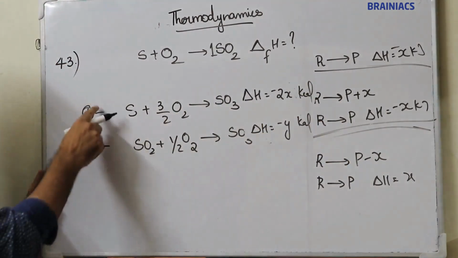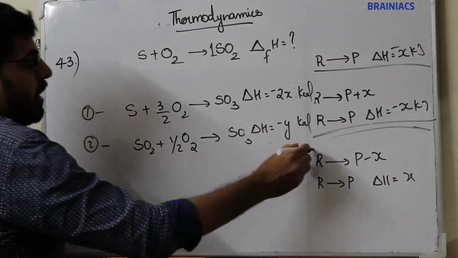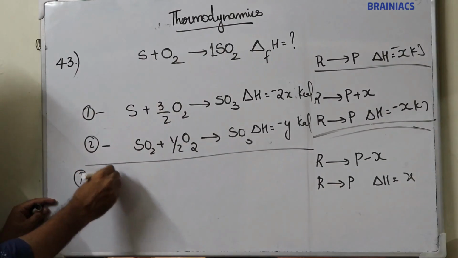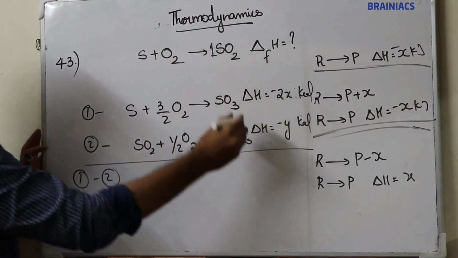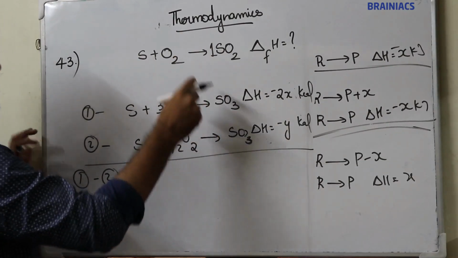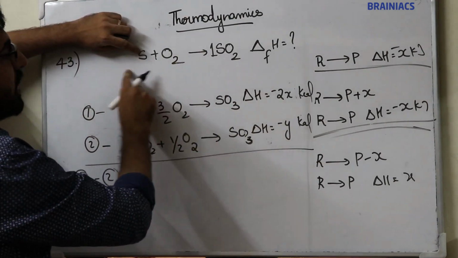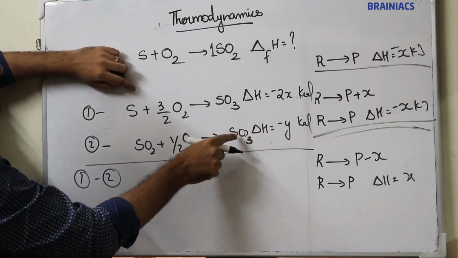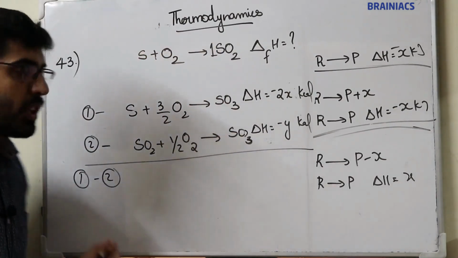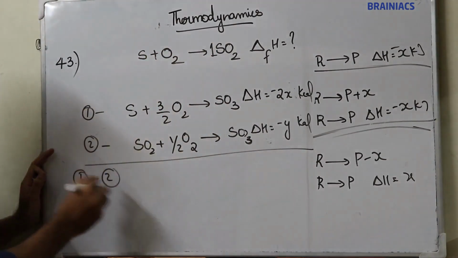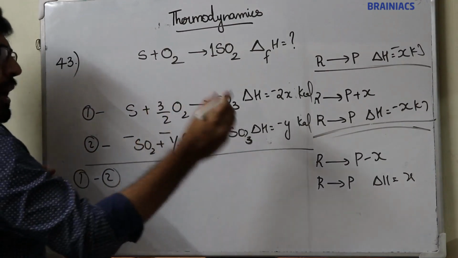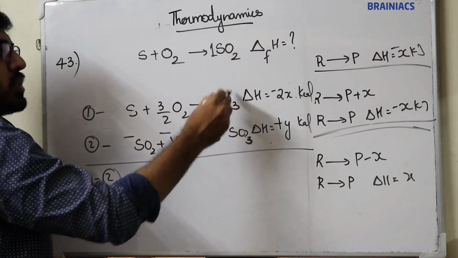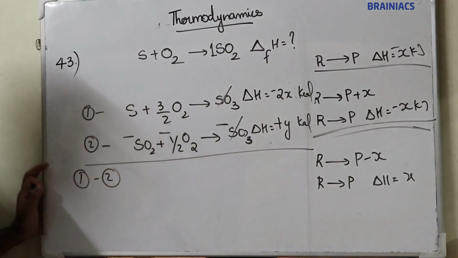Now let this be equation 1 and equation 2. I'm subtracting equation 2 from equation 1 because here SO3 is not needed. In this equation there are no SO3 terms, but here there are two SO3 terms. So we are going to cancel out SO3 terms. So equation 1 minus 2. So this will become minus, this will become plus. Minus SO3, they will cancel each other.